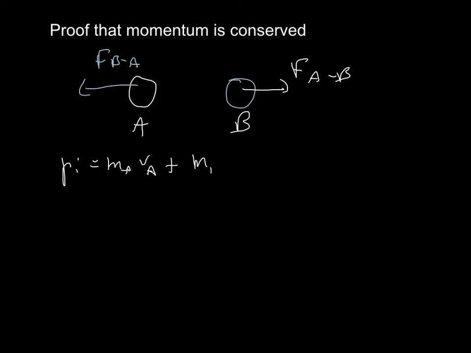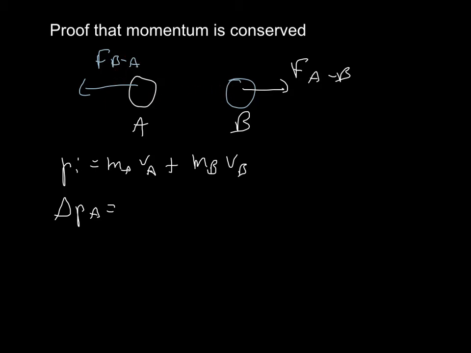plus the mass of ball B times the velocity of ball B. And then the change of momentum will be given by the force times the time. And since this is a collision and they're in contact at the same time, the time that this one hits this one is the same time that this one hits this one, right? So what will be the change in momentum of ball A? Well, the change in momentum of ball A will be this force that B does to A times the time that the collision happens, right?